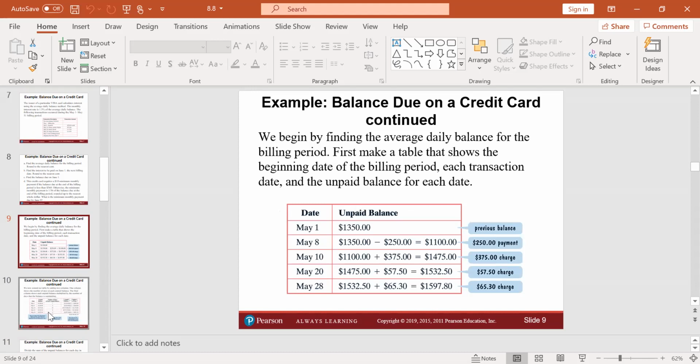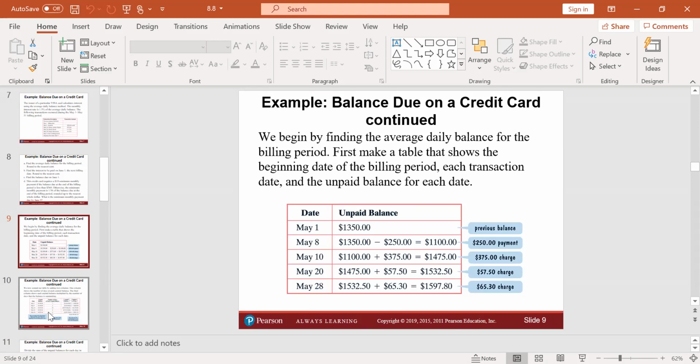$1,350 was owed previously. Now we paid off $250. So right now, the balance after making that payment is $1,100. But then on May 10th, when we bought the airline tickets, we added $375 that we owed. Now we're at $1,475. On May 20th, now we have a $57.50 charge for the books. So now we owe $1,532.50.